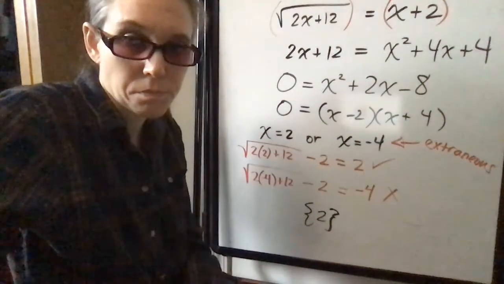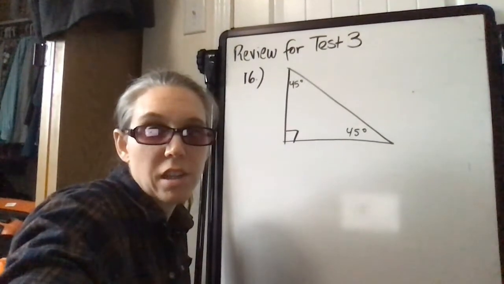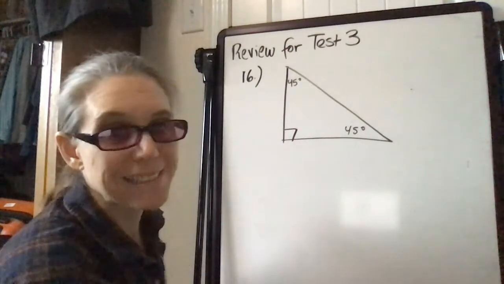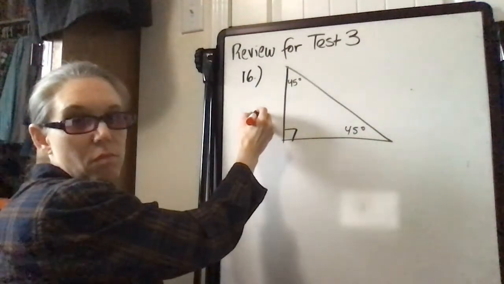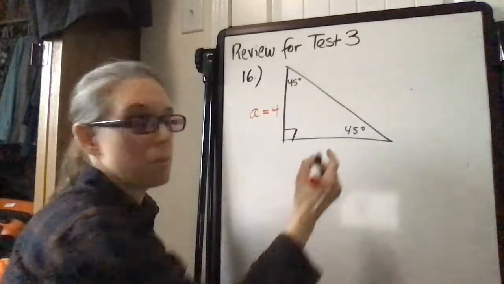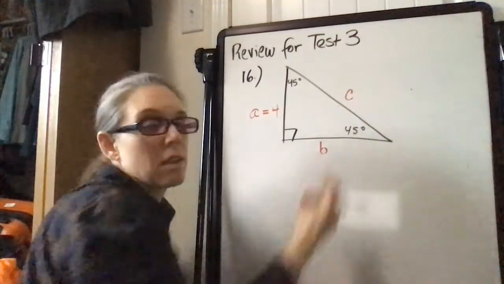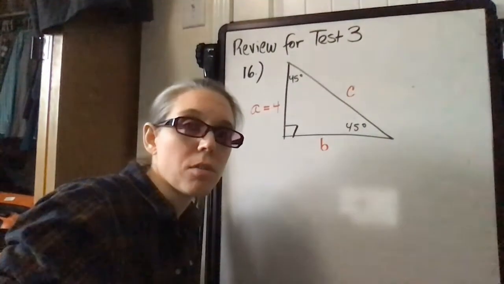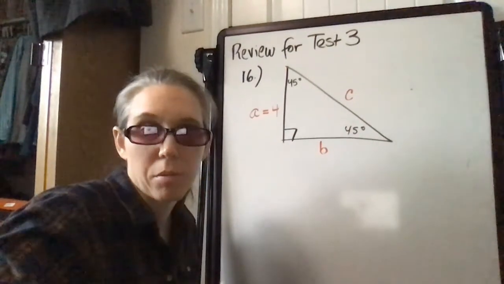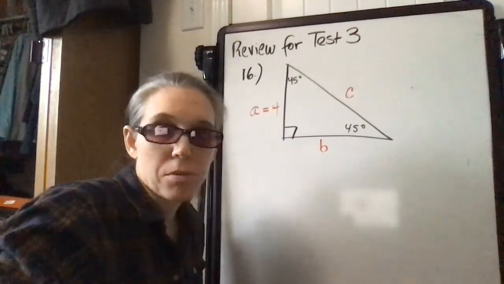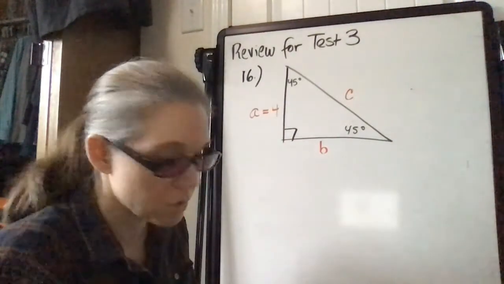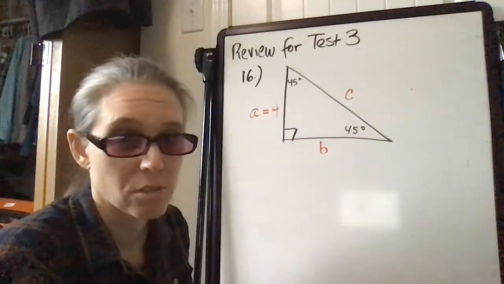Okay, so for number 16, we have a 45, 45, 90 triangle, and we are told that side A is equal to 4. We need to then find B and C. Now, on the test, I do give you the version of the problem that has the formulas, just like you see there on practice test 3. I'd prefer you actually understand what's going on and use reference triangles, but for the sake of time and efficiency right now, I just decided to hand you the formulas.